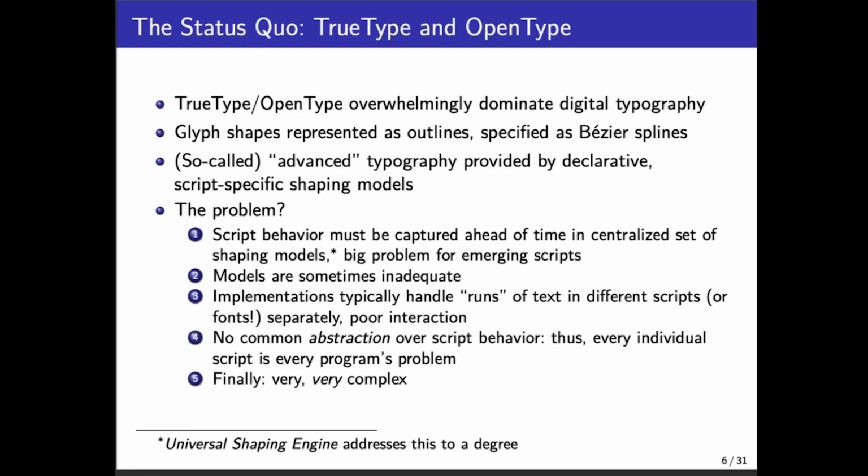And I think this is the most crucial point, there's no common abstraction over script behavior. So every script becomes every program's problem. Think about something like Egyptian, where you've got really, really complex layouts, where cursor movement is not linear or anything like that, in the natural case. Well, your email program has to know about that. It can't deduce that merely from the fonts or whatever else. And finally, these are very, very complex technologies. They are so far beyond the capability of a single programmer to implement on their own. And I think that that's a problem.